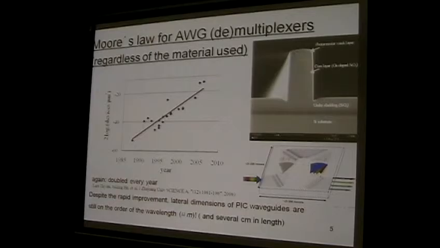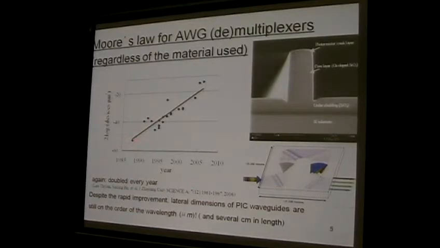So this is very good news, encouraging news for the photonic community in this specific area of nanophotonics or integrated photonics.